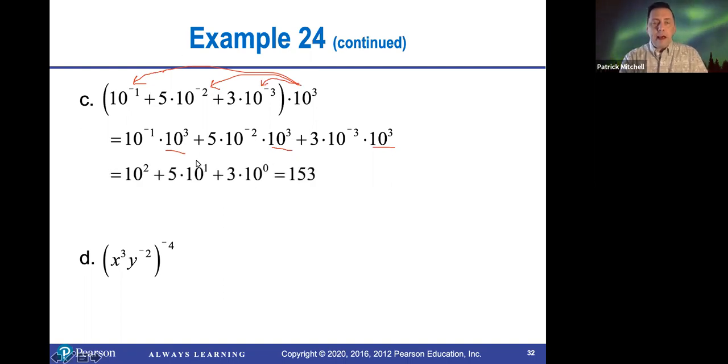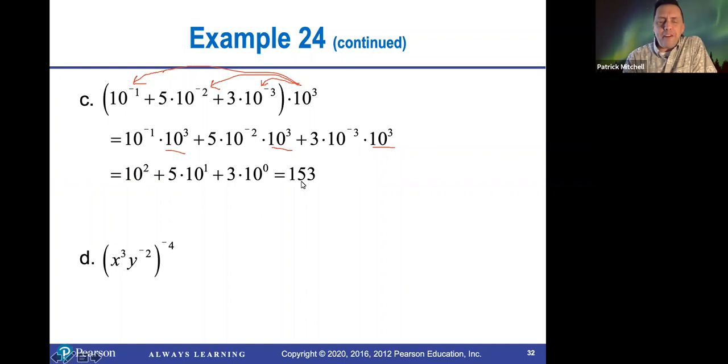So that brings us, using properties of exponents, negative 1 plus 3 is 2. Negative 2 plus 3 is 1. And negative 3 plus 3 is 0. So that comes out to 153 because 10 squared is 100. 10 to the 1st is 10, so this is 50. And then 10 to the 0 is 1, so this is 3. 100 plus 50 plus 3 is 153.